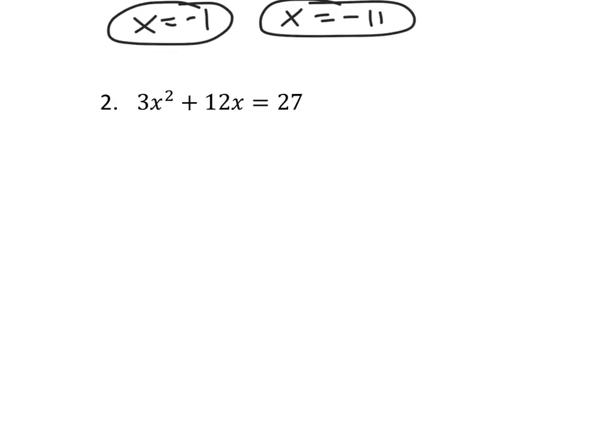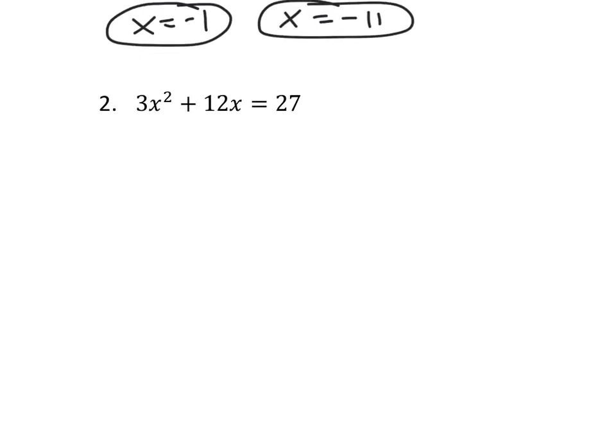3x squared plus 12x equals 27. First thing to note is a does not equal 1. A does not equal 1. So we have to divide through everything by that a in order to make a equal to 1. And in this case, it turns out to be kind of easy because everything is evenly divisible by 3. So we have x squared plus 4x equals 9.